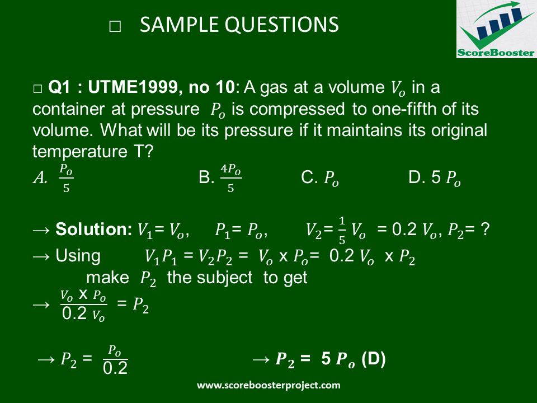So in the case of this particular question, the volume is reduced to 1/5 of the initial volume. If the volume is reduced by 1/5, that means the pressure will be multiplied by 5, since it's inverse proportionality. Since the initial pressure is P naught, when the volume is reduced to 1/5, the pressure will be increased to 5 times the initial pressure, which will be 5 times P naught, giving us 5P naught, making option D the correct answer for this particular question.